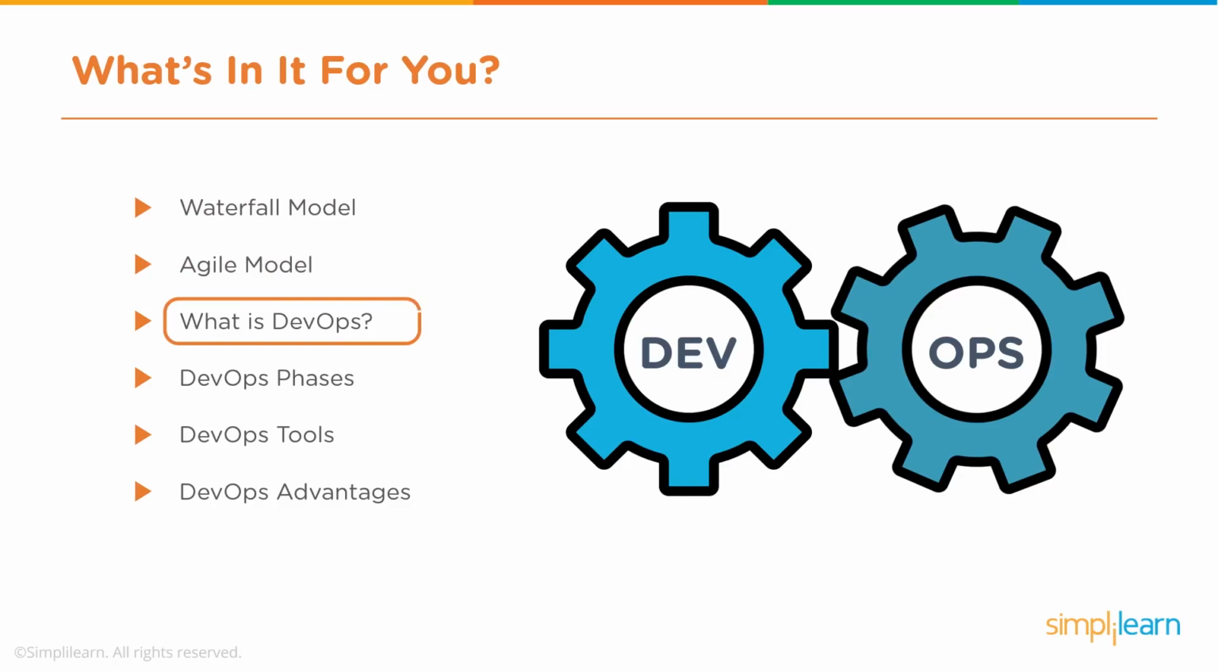Then we'll look at DevOps and how DevOps differs from the two models, and how it also borrows and leverages the best of those models. We'll go through each of the phases that are used in typical DevOps delivery, and then the tools used within those phases to really improve the efficiencies within DevOps. Finally, we'll summarize the advantages that DevOps brings to you and your teams.